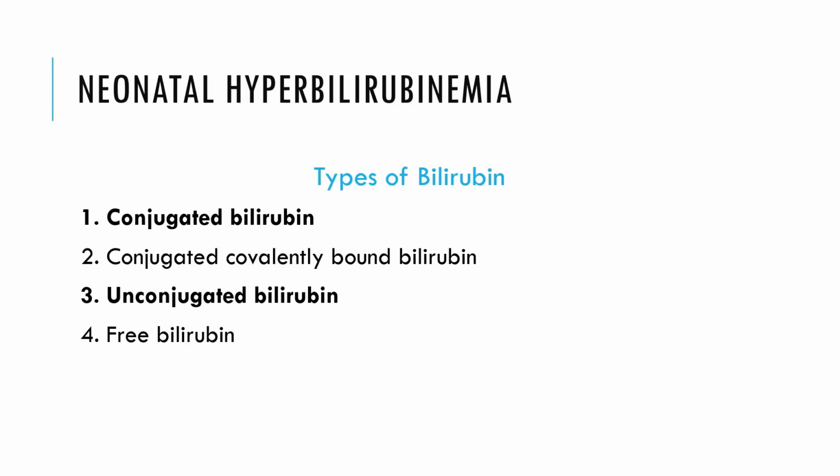So when we talk about the most commonly found clinical conditions associated with hyperbilirubinemia in infants, we're primarily talking about unconjugated and conjugated, and then free bilirubin. So those terms you'll need to remember, and hopefully they will make a lot more sense when we're done today, if they don't already.